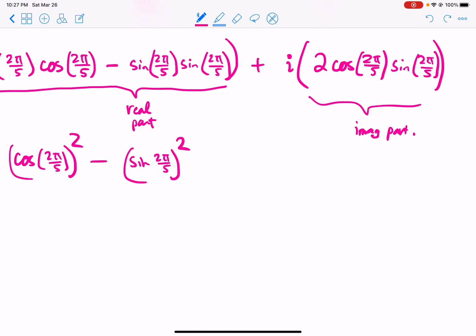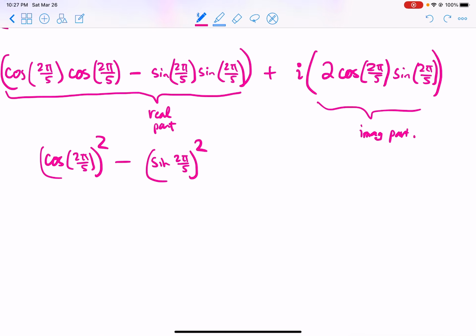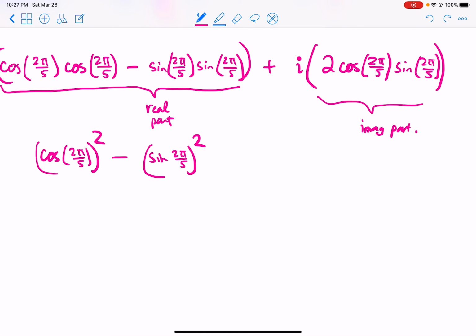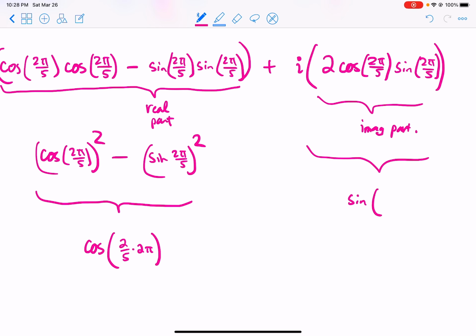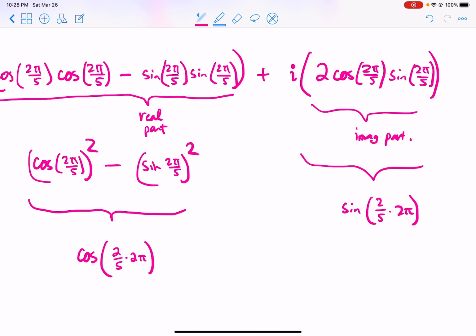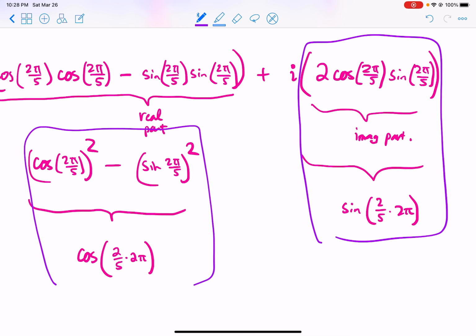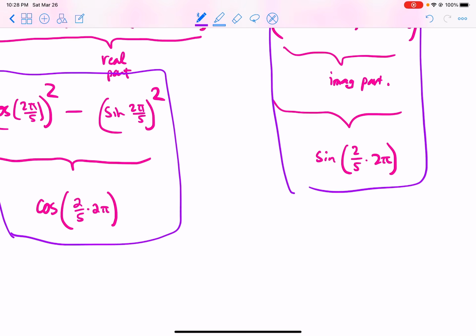And what this is, is actually equal to the cosine of 2/5 of 2 pi. And this is actually equal to the sine of 2/5 of 2 pi. And that is not obvious. Those are from certain trig identities. But this geometry of the complex numbers eventually will allow us to prove that.